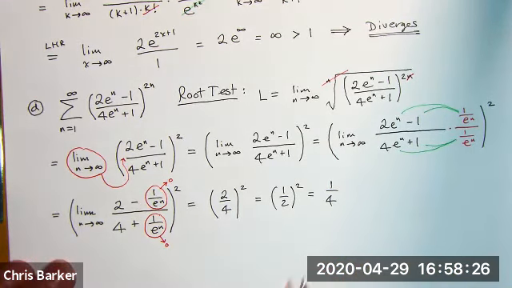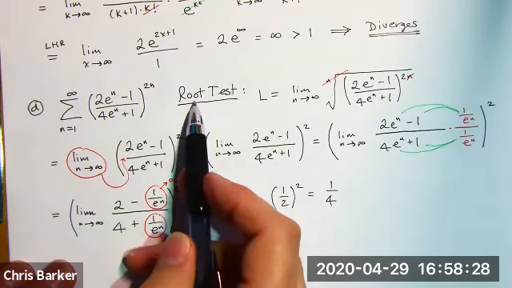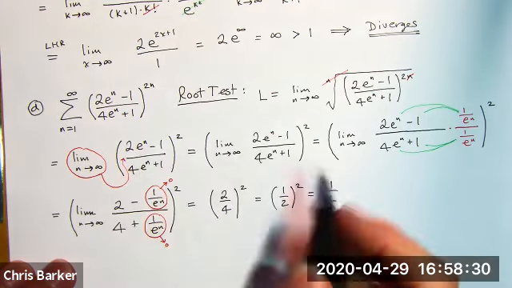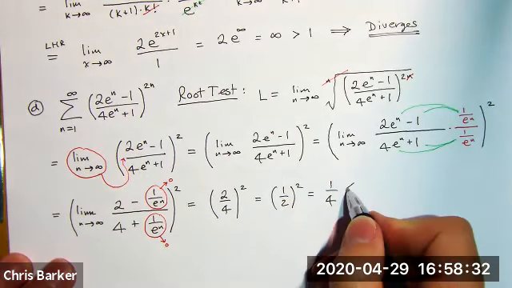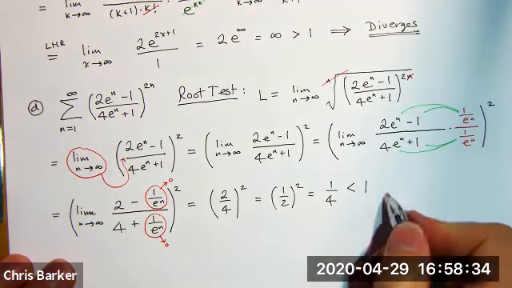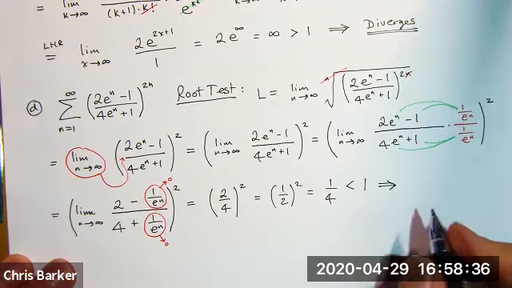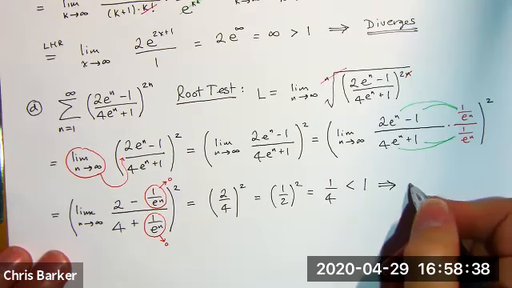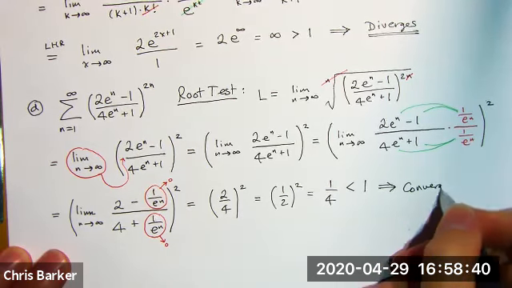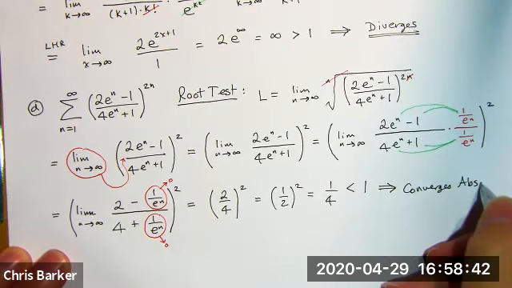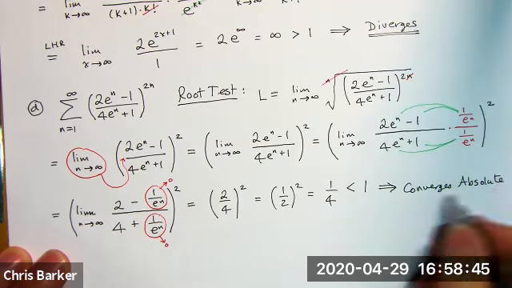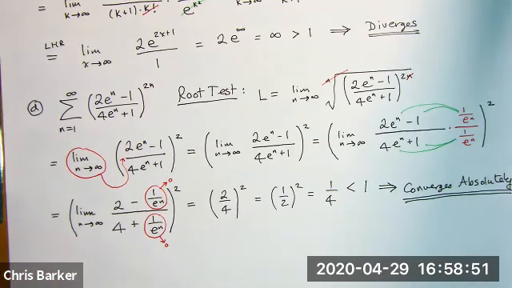And 1/4, again, root test, just like ratio test, you have to compare it with a 1. 1/4 is less than 1, which implies what? Absolute convergence. Yes. You have absolute convergence. All right. Any questions about that one?